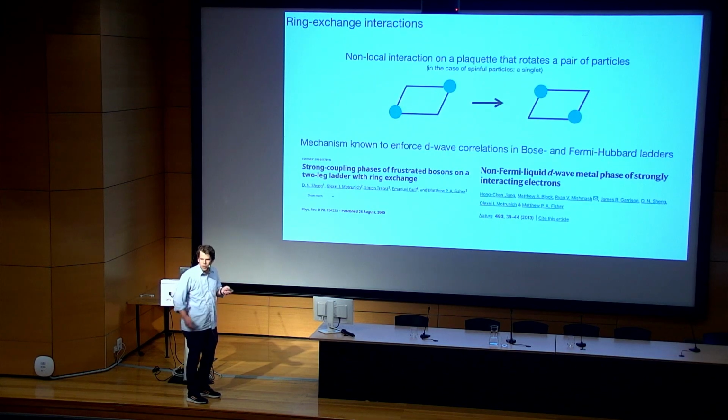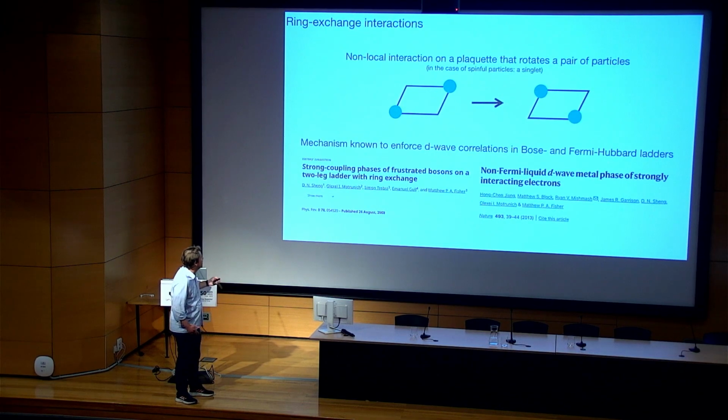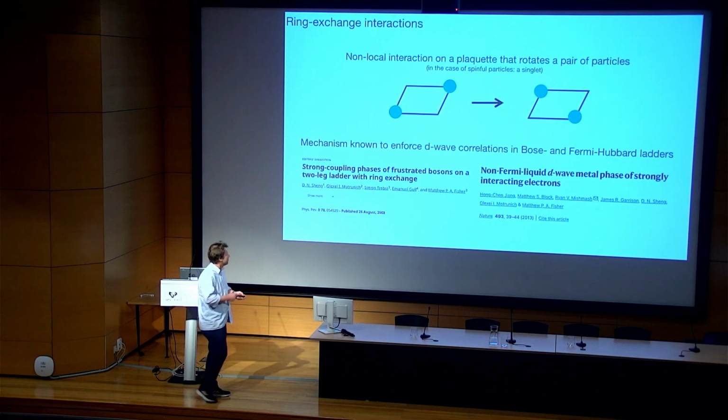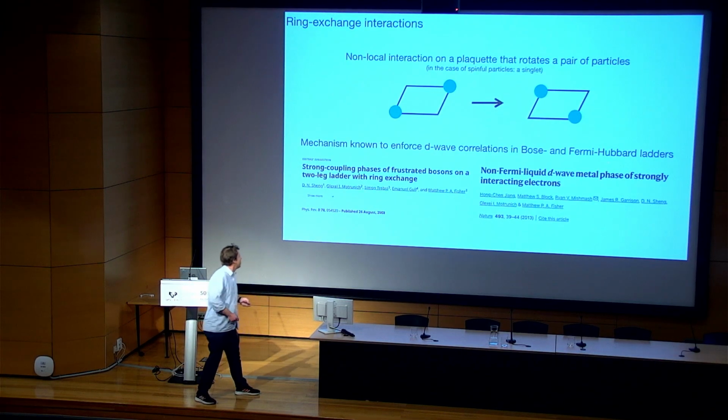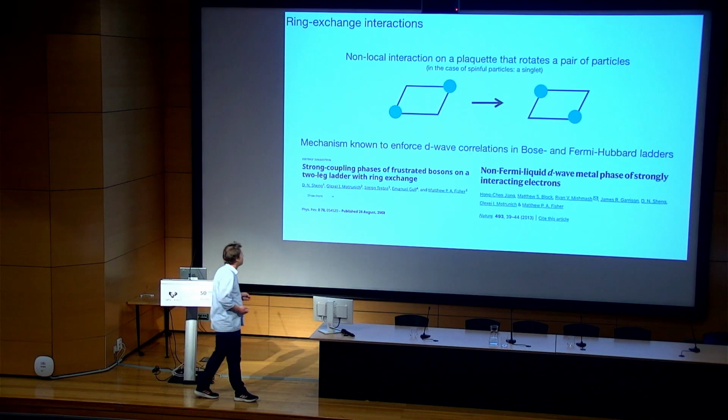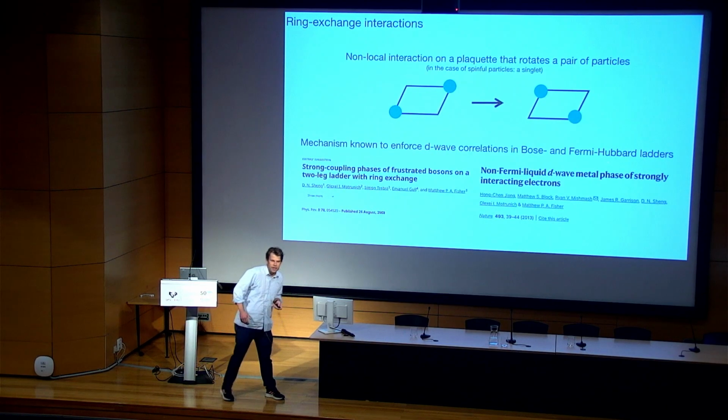So they are non-local interactions on the plaquette of a ladder. You have two particles sitting on the diagonal of a plaquette, and then the ring exchange just rotates them. So it's like a correlated hopping process where these two particles move along the plaquette. That's the interaction which would really be very nice to have if you want to have D-wave correlations.